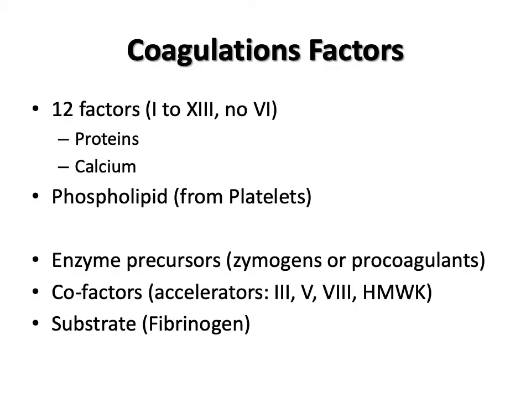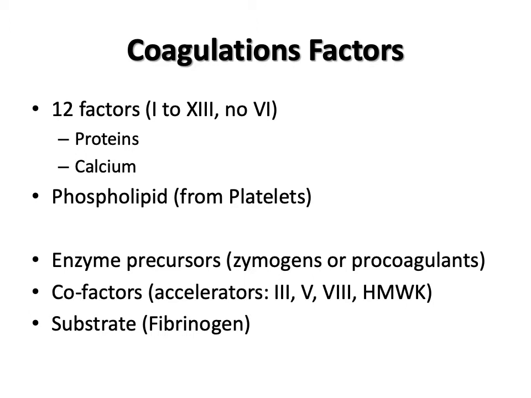There are 12 factors involved in coagulation. They are numbered with Roman numerals 1 through 13. No, there is no mistake, because there is no factor 6. Almost all of the factors are proteins, with the exception of factor 4, which is a mineral, calcium, more specifically ionized calcium.